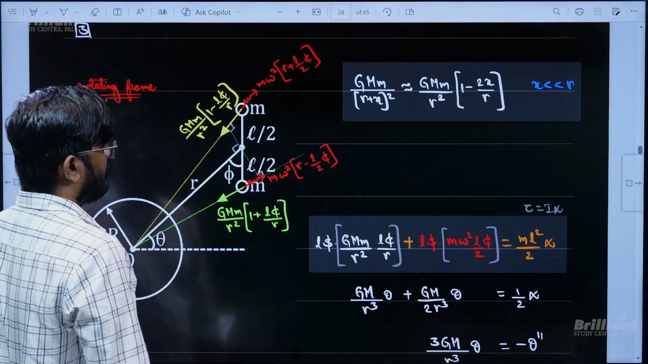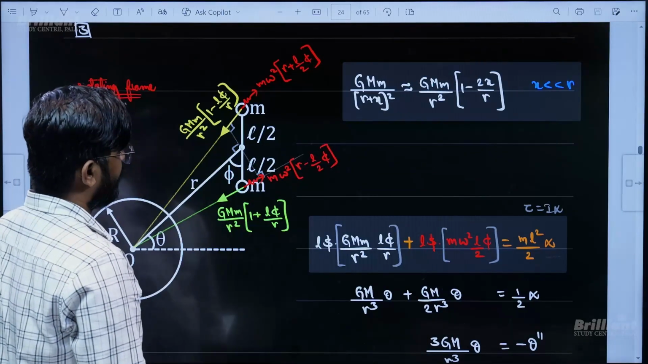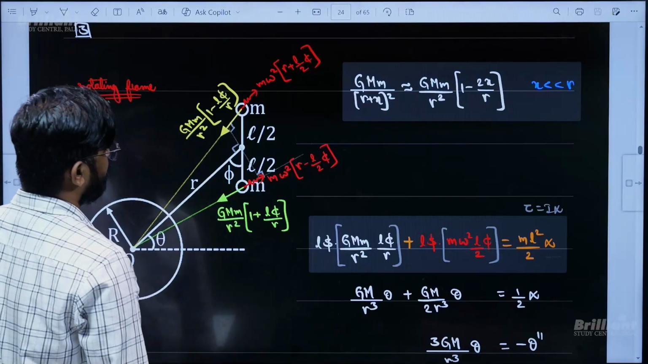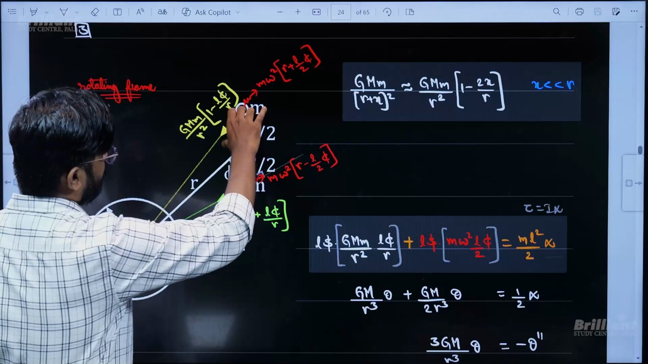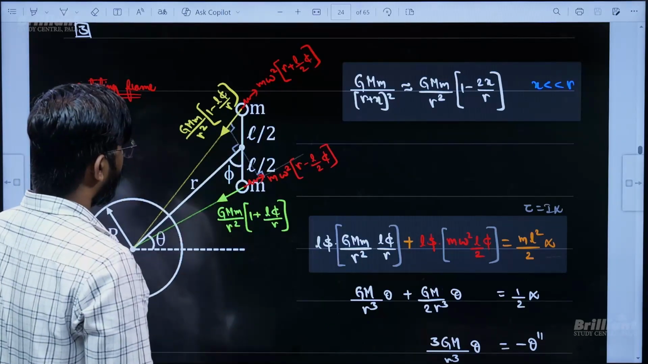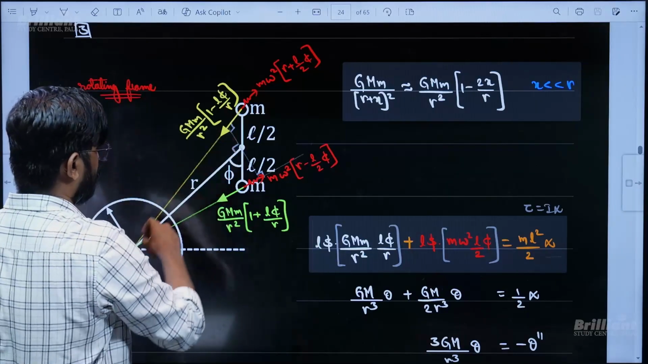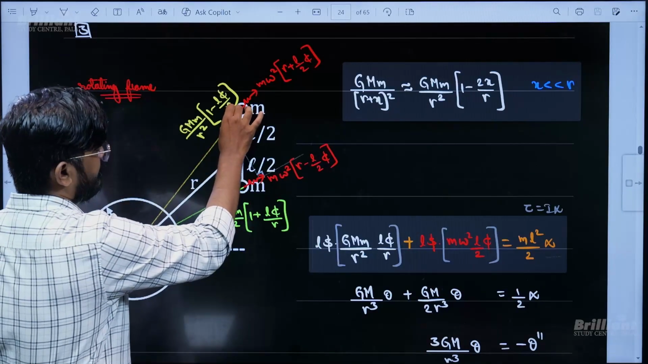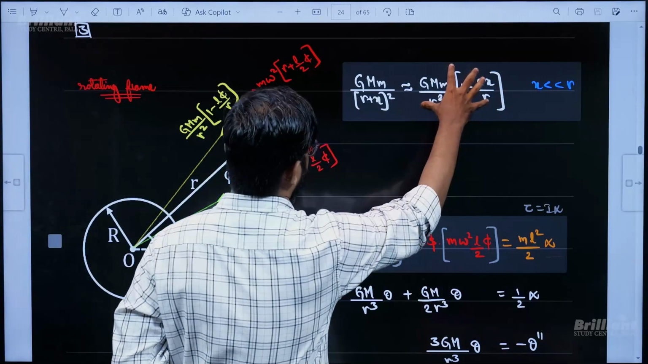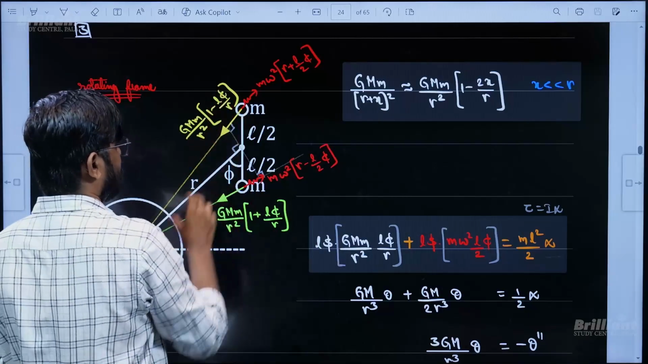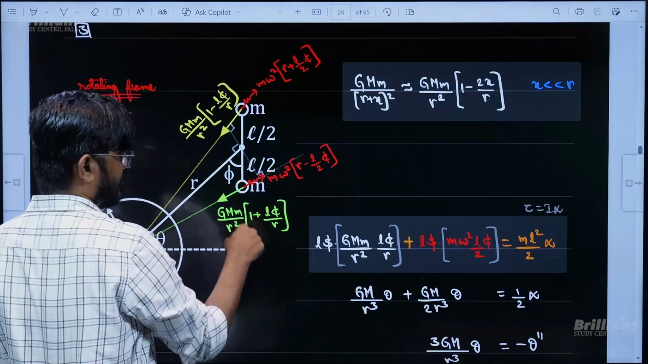So now when it is making an angle phi, then you can see this is L by 2, this is L by 2. So this is going to be L by 2 cos phi. So from r, it is going to be an extra distance of L by 2 cos phi. When you substitute L by 2 cos phi here, then the gravity value is going to become this much. Similarly here, it is going to be nearer, so the gravity value will increase by that much.